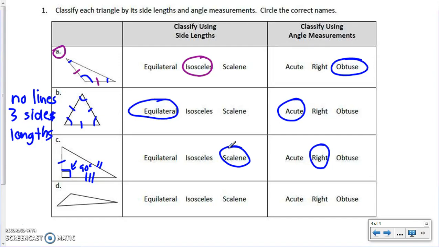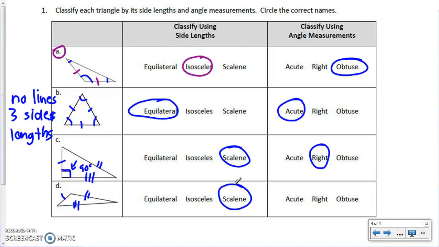For the next one on D, this looks a lot like our example. So if I look, I don't have any lines drawn. I'm just going to go ahead and put these in to help me. So I have 3 different side lengths. When I have 3 different side lengths, none of them are the same, I have a scalene triangle.